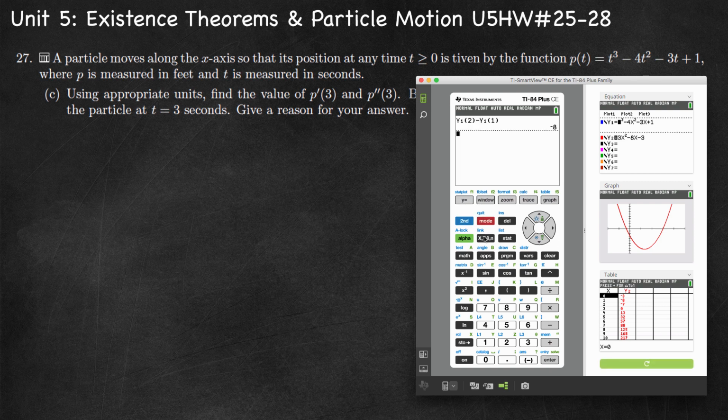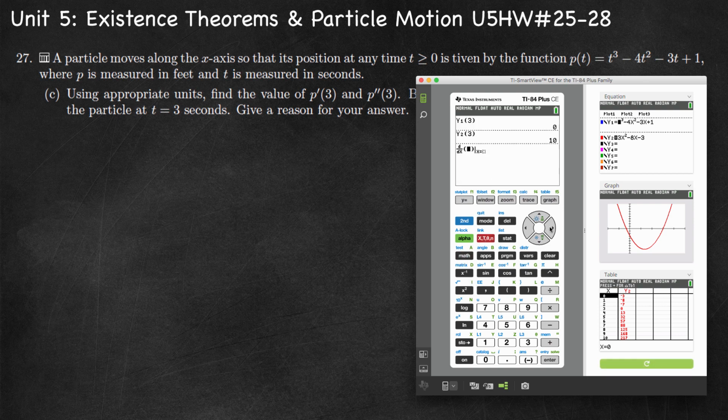To find p prime of 3, since I have the p prime equation in y1, now I can do y1 of 3. And I get 0. P double prime of 3, I have the second derivative in my y2, so now I can go into F4 and choose y2 and find y2 of 3. And that is 10.